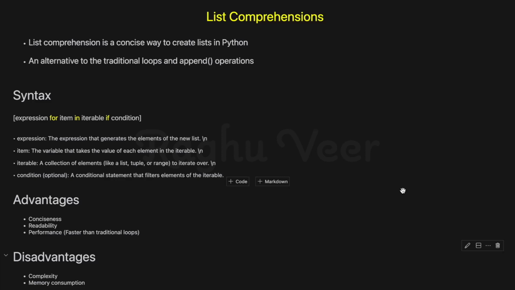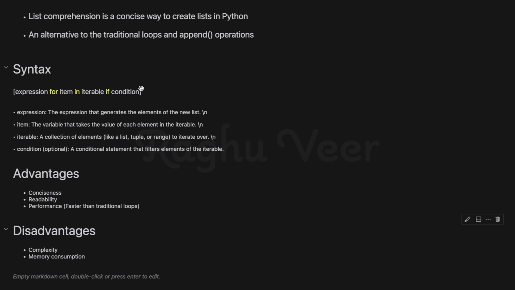List comprehension is just an alternative to the traditional loops and append operations. It is just a concise way to create lists in Python. This is the syntax of list comprehension. Within square brackets, we should write the expression first.